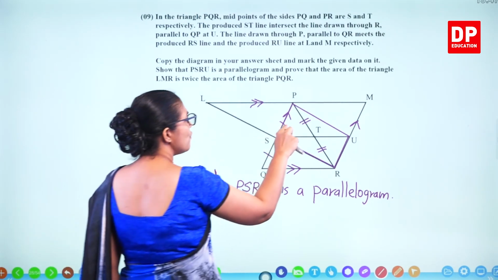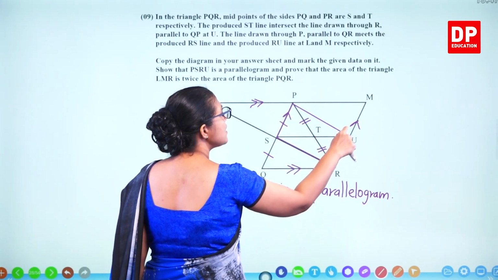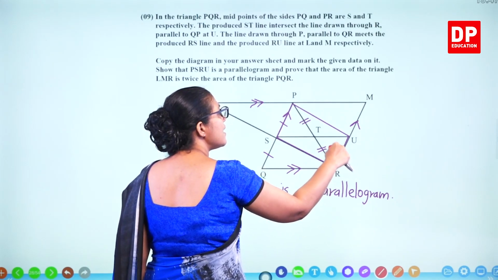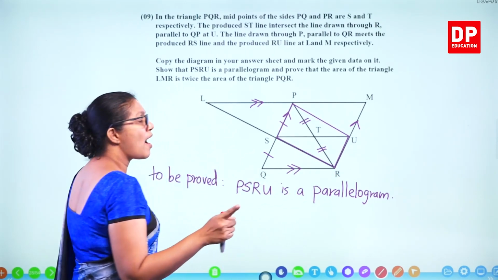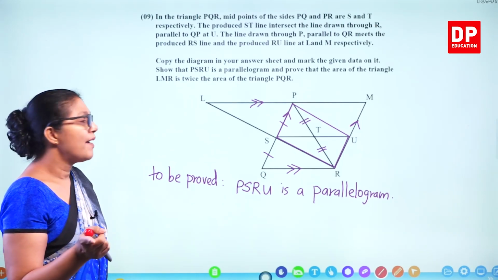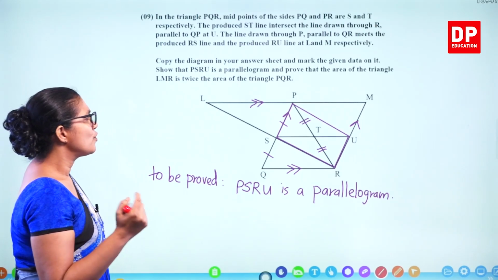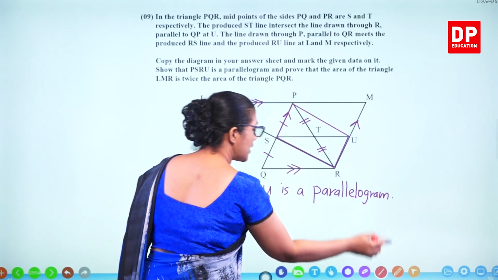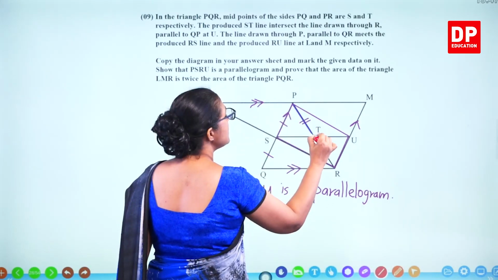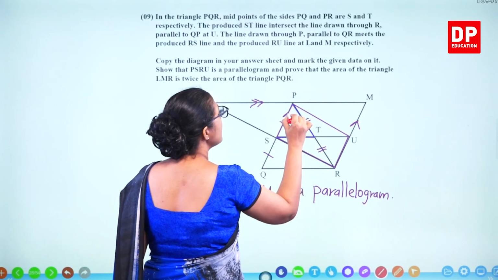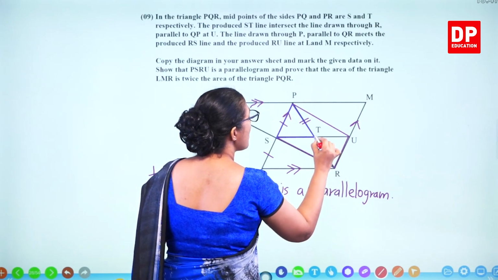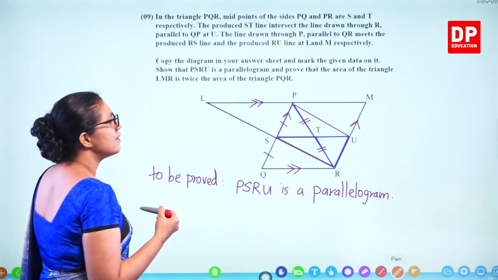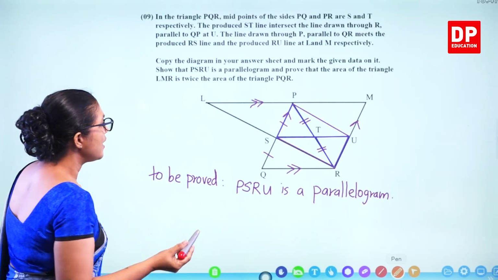Or another one: if you can show that this line is already parallel to this one, and that this length is equal to this length, pair of opposite sides equal and parallel, that's a parallelogram. So we'll try to find out. Here we can prove that PTS triangle and these two triangles are congruent, if we can show that the corresponding elements are equal.